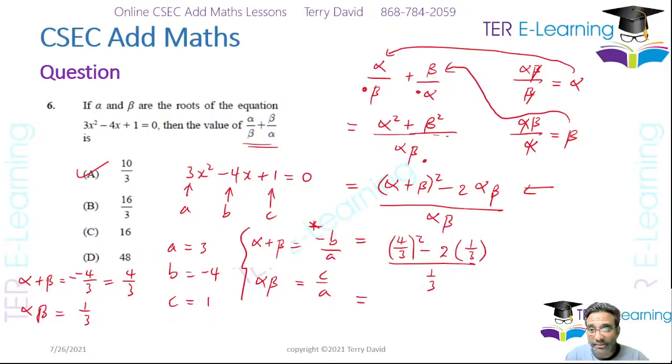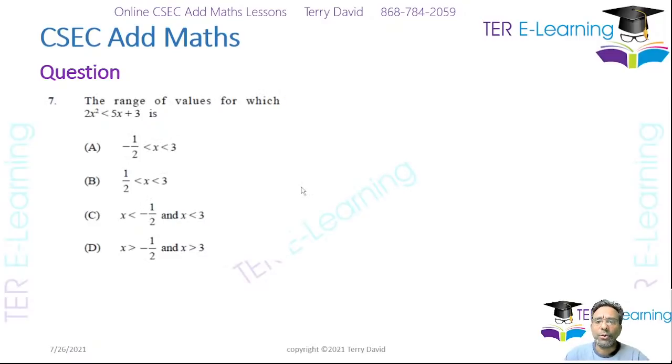Moving on, right? So you all can go back to the video after if you want. So this one here now, the range of values for which 2x squared, okay, this is a quadratic inequality. So here's how you do this. You have 2x squared is less than 5x plus 3, right? Carry everything to one side, so you end up with 2x squared minus 5x minus 3 is less than or equal to 0, right? So we need to factorize this.